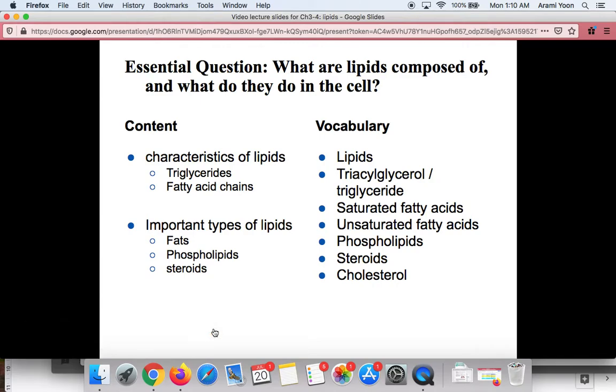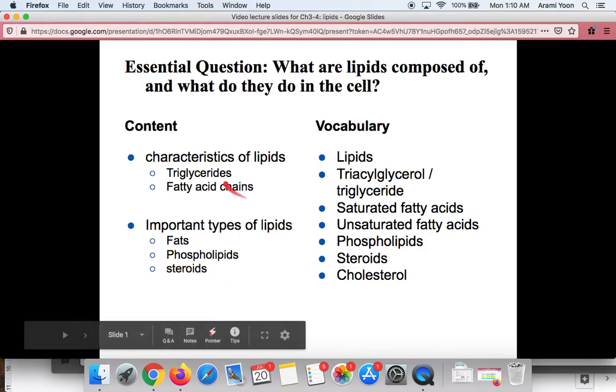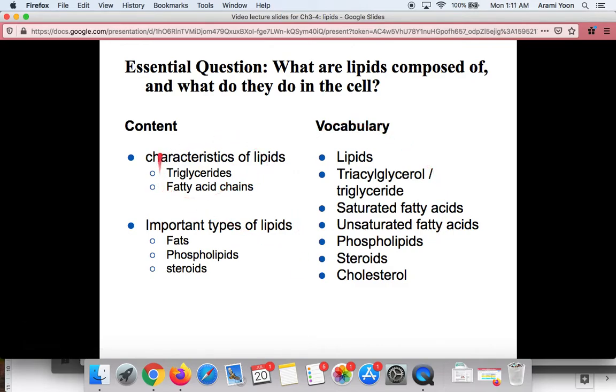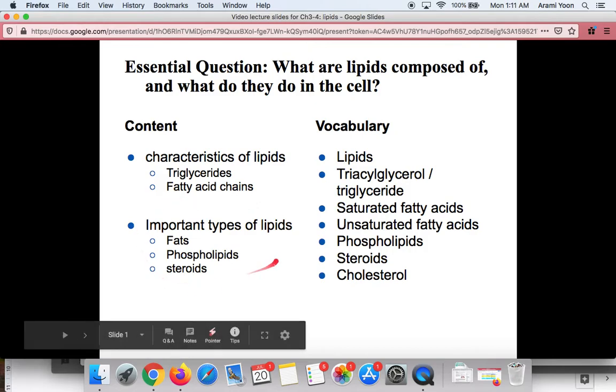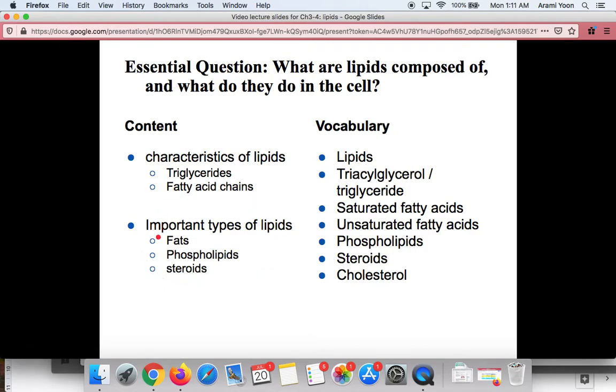Hi, this is the AP Bio lecture on lipids, and your essential question is, what are lipids composed of and what do they do in the cell? You should be able to answer this question with all of these vocabulary by the end of this lecture. Let's start with the characteristics of lipids, and then we'll get into some important types of lipids.